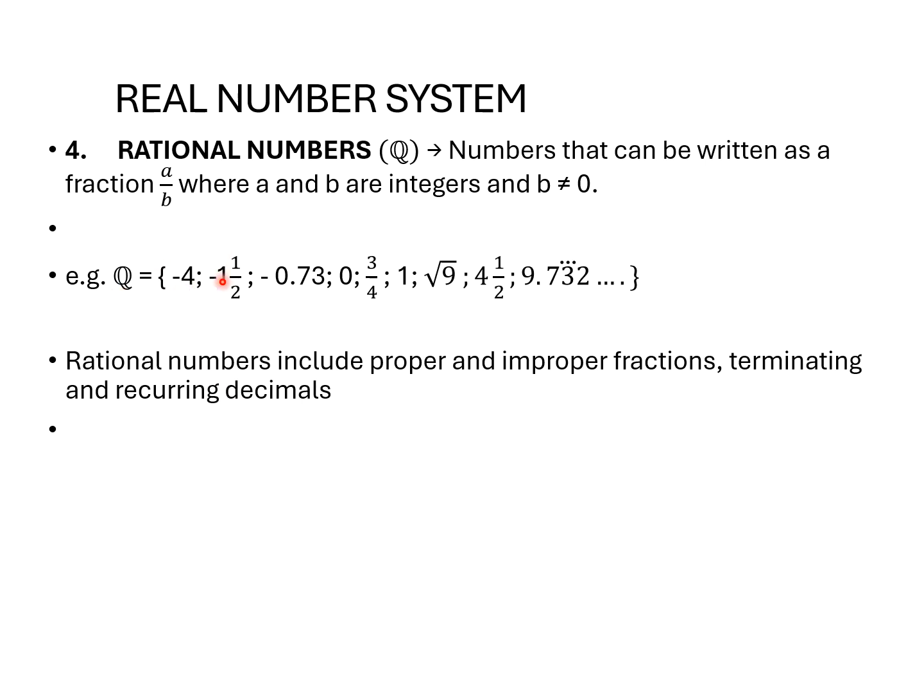There: minus 4, minus 1.5, negative 0.73, 0, 3 over 4, 1, square root of 9, 4.5, 9.732 recurring. So all of this can be written as fractions; that last one would be 9 and 732 over 999. To give you another example, square root of 9 is 3, but 3 is the same as 3 over 1. So you see I can write them all as fractions, therefore they are all considered rational numbers. So rational numbers include proper and improper fractions, terminating and recurring decimals. Right, so that is rational numbers.